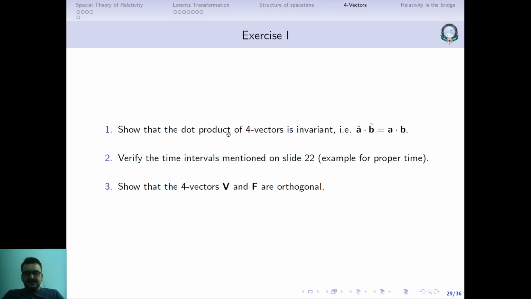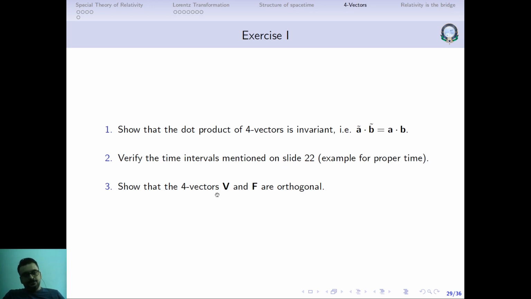So these are the problems that I had left to you as an assignment, as I had mentioned there. First one, of course, you have to show that the dot product of four vectors is invariant. I had already given you hints in my previous lecture. Then the second one is you have to verify the time intervals that I had mentioned. It will be just a good recap for you of how to use velocity addition and time dilation.